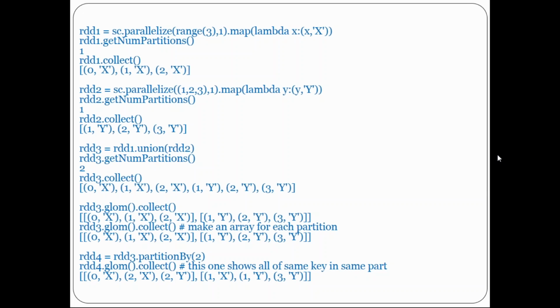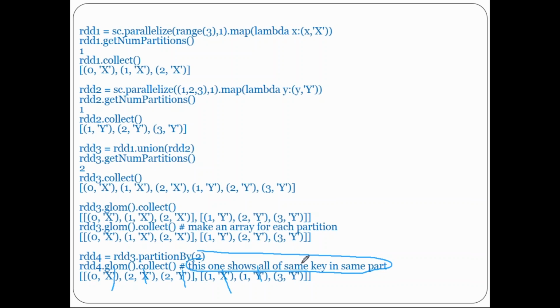See, one point I want to highlight here is your RDD3 dot glom dot collect, and your RDD4 equal to RDD3 dot partitionBy 2 have a difference. It is just the same when you have two partitions and one partition. See, 0 comma x, 1 comma x, but one thing, 1 minute, let me take the pen here. The difference here and here is when your RDD3 is glommed, it has not grouped the keys, but here this is showing all of same key in same part. This is x, this is x, and then y.